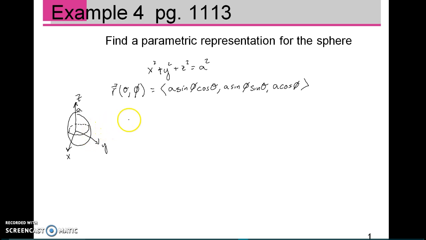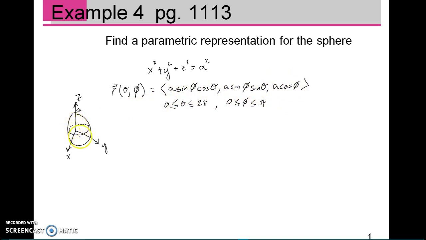And then we're going from 0 to 2 pi for theta, and phi is actually just going from 0 to pi. Now, in polar coordinates, this sort of makes sense. You've got your radius times cosine theta, and your radius times sine theta. That gets you your circle. And then we have the sine phi, cosine phi here.